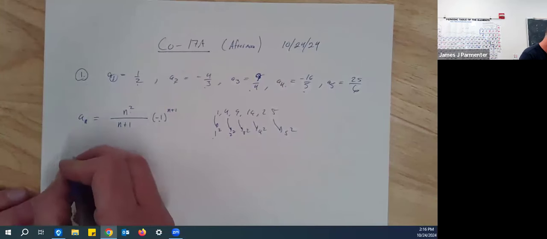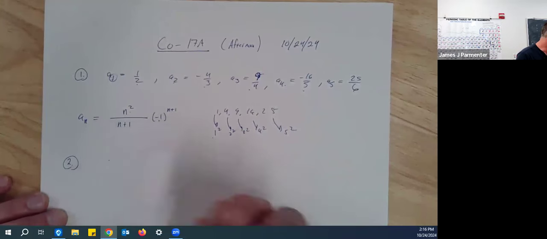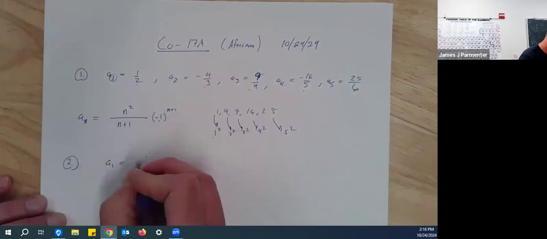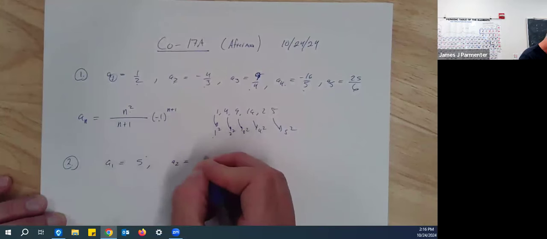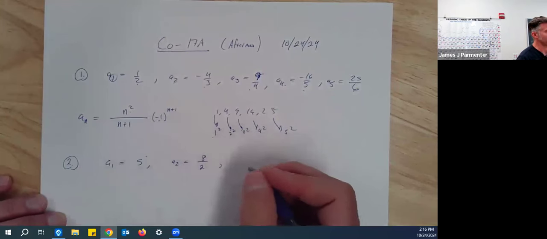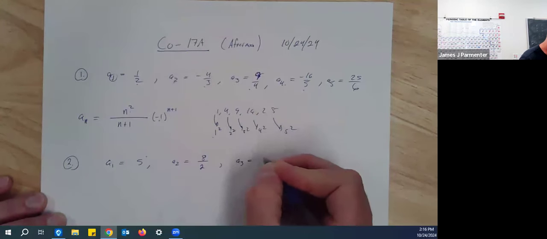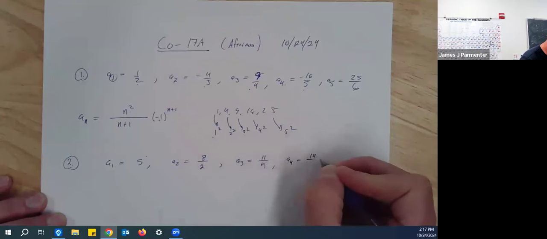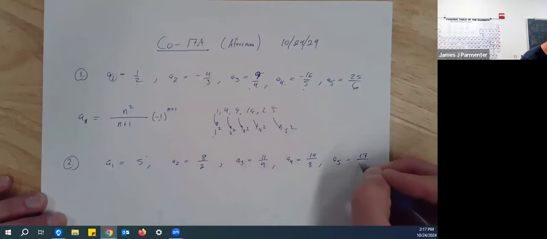Let's do one more. Let's say we have the following sequence, or terms of a sequence, I suppose. A sub 1 is 5. A sub 2 is 8 over 2, which I'm going to kindly not write as 4. A sub 3 is 11 over 4. A sub 4 is 14 over 8. And A sub 5 is 17 over 16.